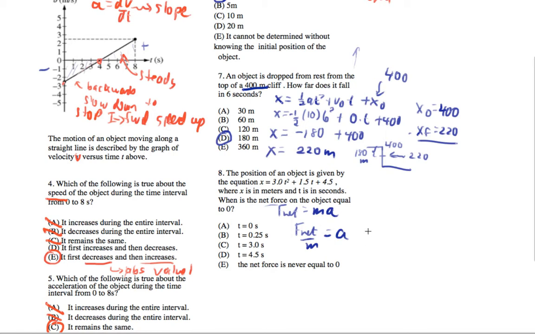We want to figure out when this happens. So we want to find the time when a equals 0, because when a equals 0, F net equals 0. So the first derivative is going to be 6.0t plus 1.5, and the second derivative is going to be 6.0 meters per second squared. And so what we realize is, since the acceleration is never equal to 0, the net force is never, ever equal to 0.